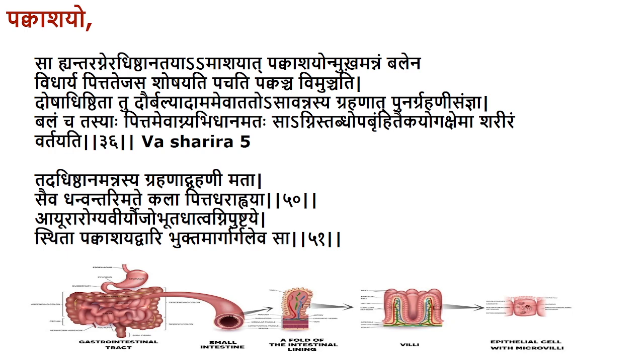Now Vagbhata has mentioned the location of the Pakvashaya as a structure in between the Amashaya and the Pakvashaya, and it relates to the duodenum. The Grahani is also mentioned as a Bhukta Marga Argalevasa. It's just like a door lock in between the stomach and the distal portion. So mainly it's about the duodenum and the secretions from the duodenum.